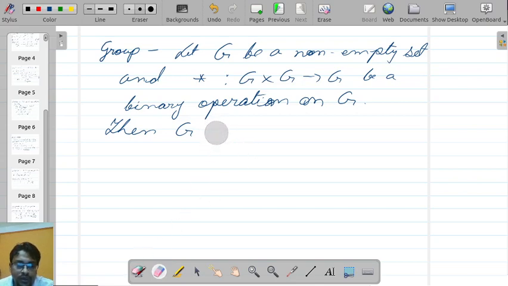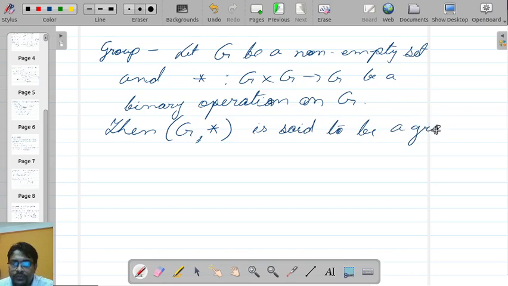Okay, we write it usually as an ordered pair. Later on we'll dismiss this notation, because once the operation is obvious, we don't write it explicitly. So then (G, star) is said to be a group if, so there are actually 4 conditions, but one condition is already stated when we say binary operation, the closure property. Okay, number 1 is the closure property.